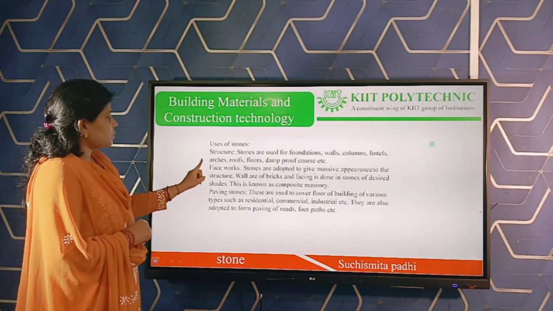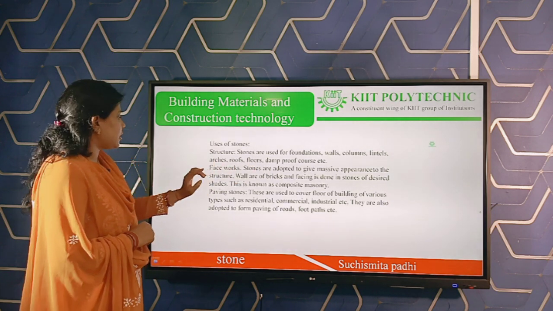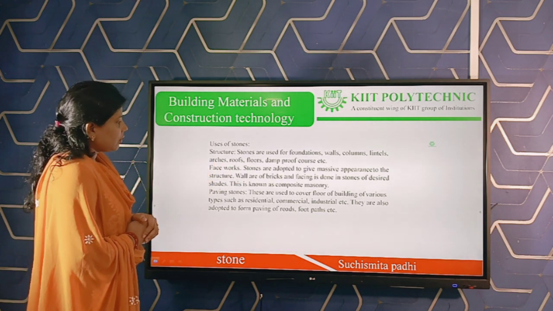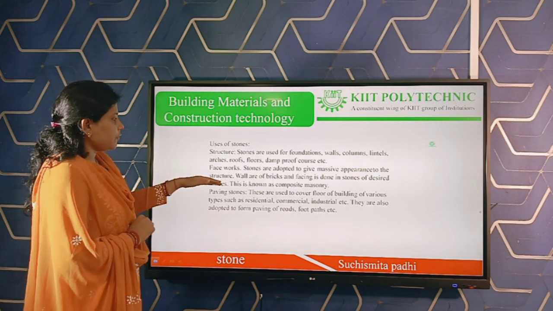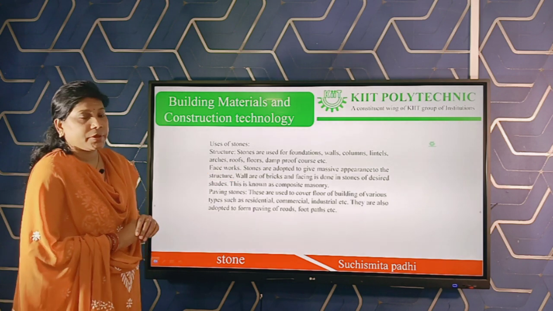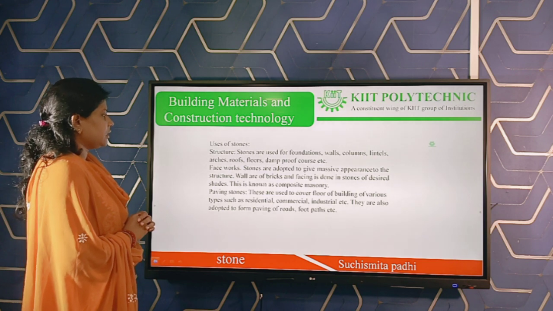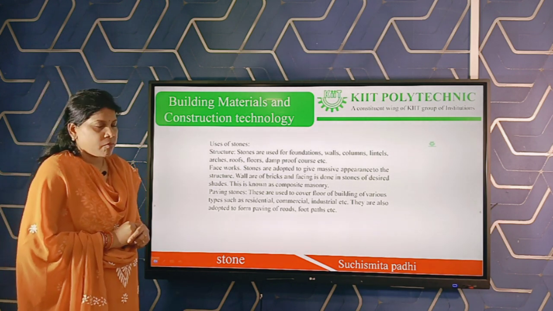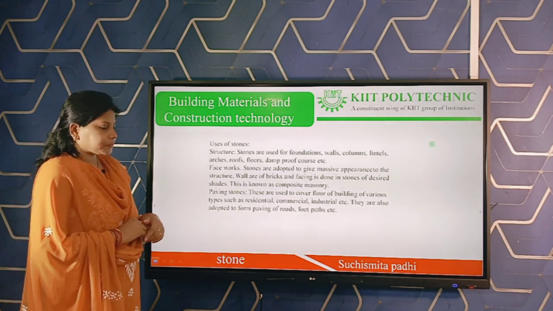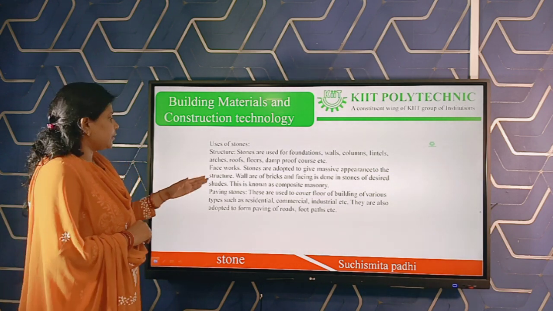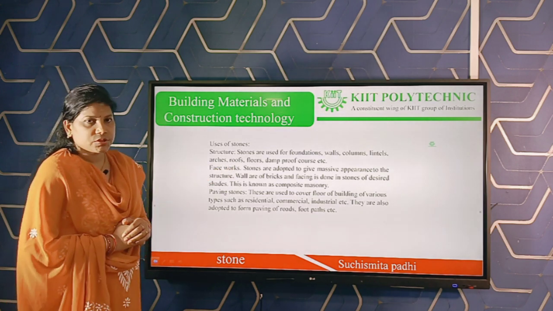Next, stone is used as face work. Stones are adopted to give a massive appearance to the structure. Stone is also used as a facing material over a brick wall, and this is known as composite masonry. For decoration purposes, if you use stone over a brick wall, that is known as face work of stone.